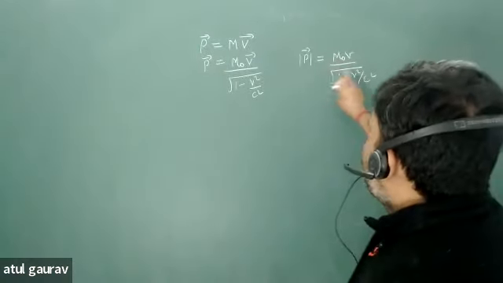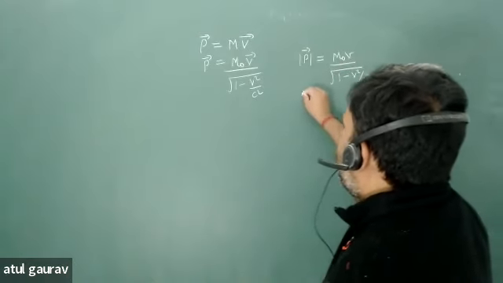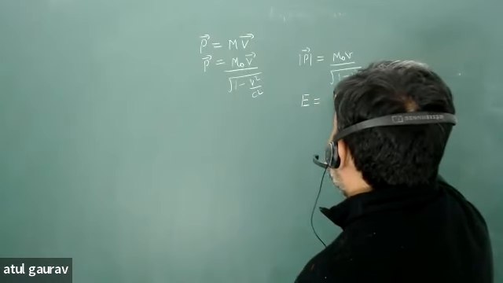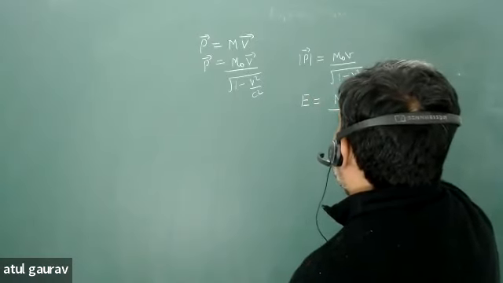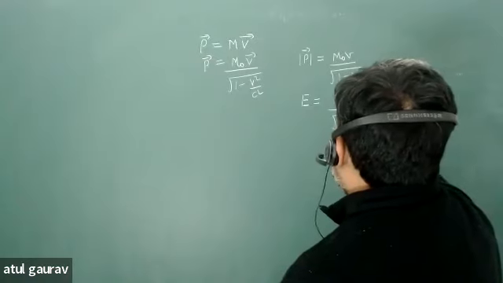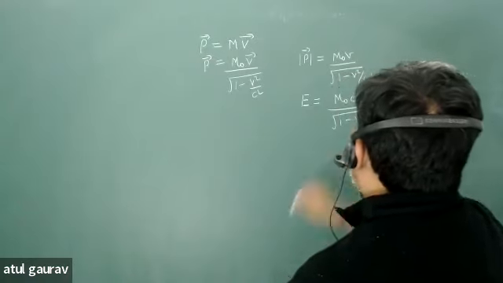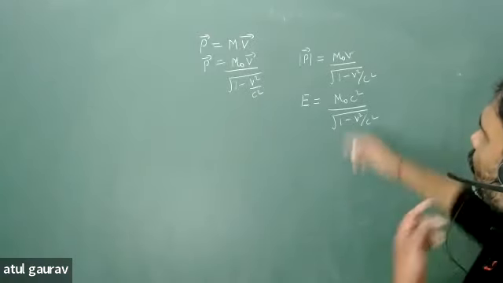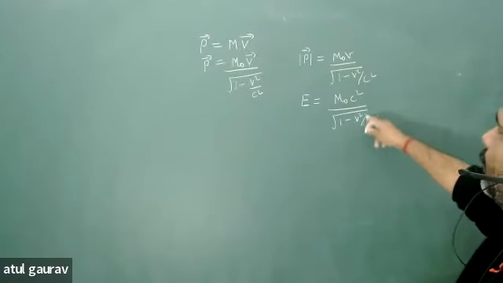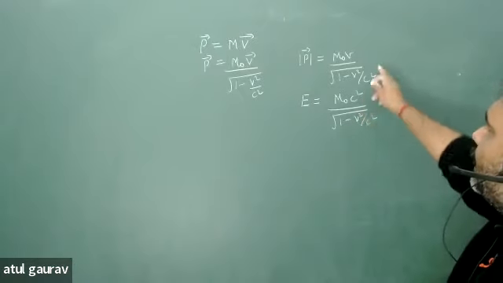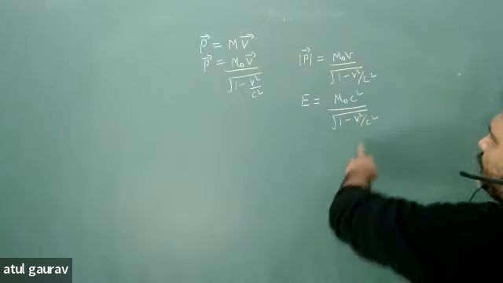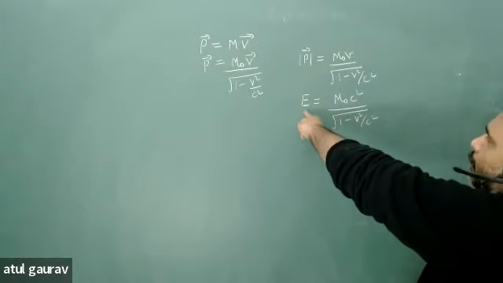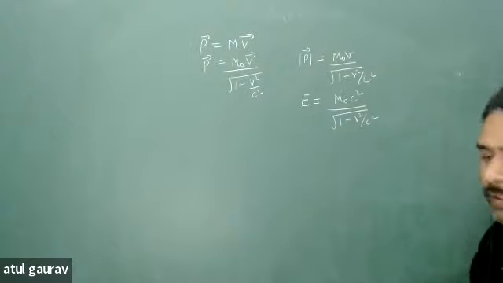Now, this is your momentum, the magnitude of momentum. And here is my energy. And energy is m naught c square upon root under 1 minus v square upon c square. है ना? So now from these two equations, we can replace v in terms of momentum, and we can write the relationship between energy and momentum. लिख सकते हैं ना?